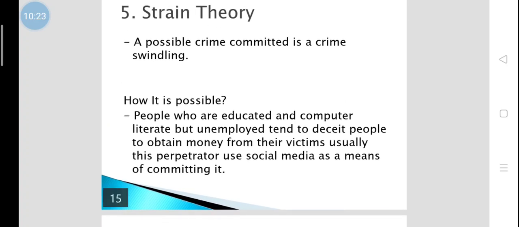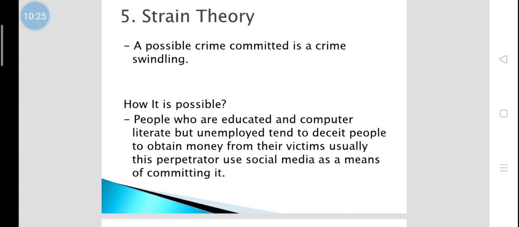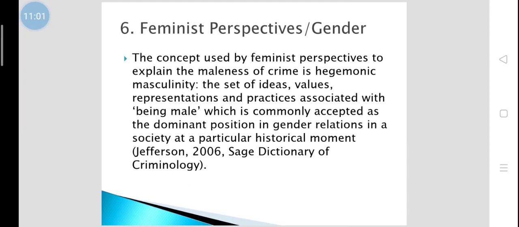So another one, people who are educated and computer literate but unemployed tend to deceive people to obtain money from their victims. Usually, this perpetrator uses social media as a means of committing it. So example natin yung mga nag-i-scam sa ating mga Facebook. They act as you, tapos nang hihingi ng mga pera sa mga family nyo. Kaya mag-ingat na lang. So, pag kayo nag-log in sa mga computer, always remember to log out para hindi kayo magiging victim.